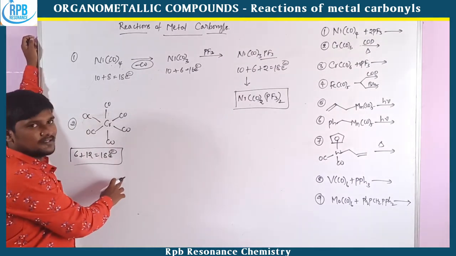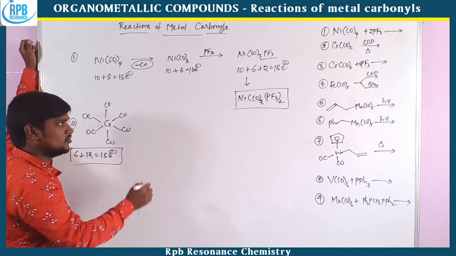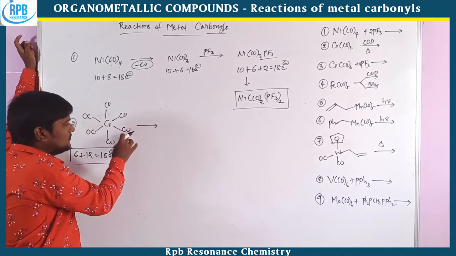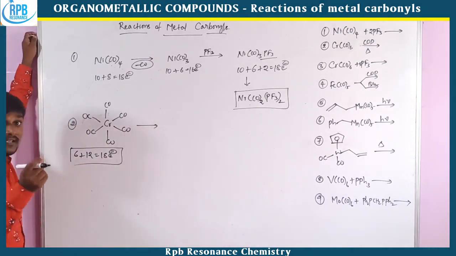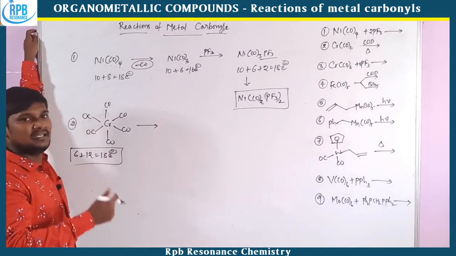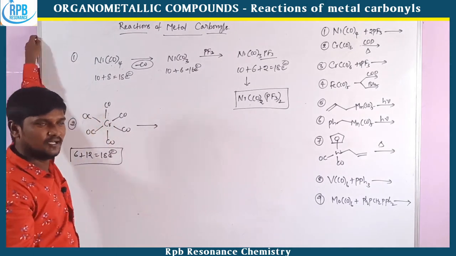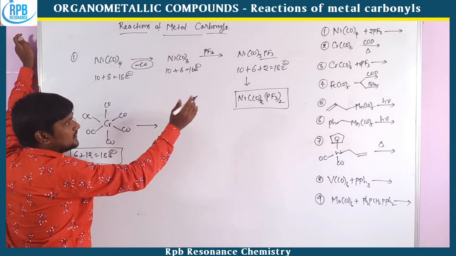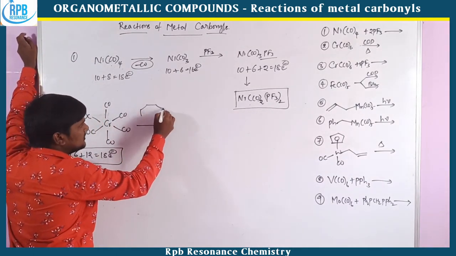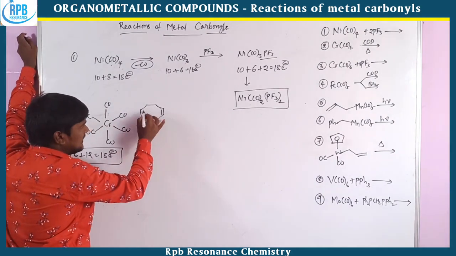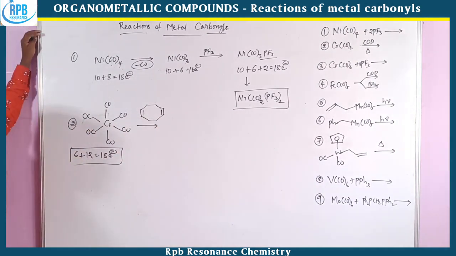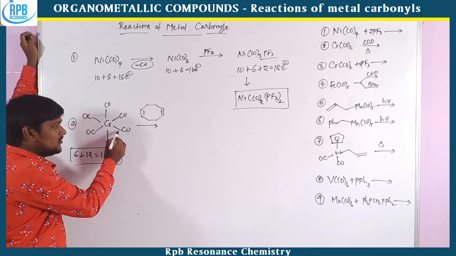So an 18 electron system definitely follows the dissociative mechanism. That's why it loses one carbonyl. Based on the requirement of the incoming ligands, it loses either one carbonyl, two carbonyls or three carbonyls. Generally, our ligand is COD, that means cyclooctadiene is called COD.